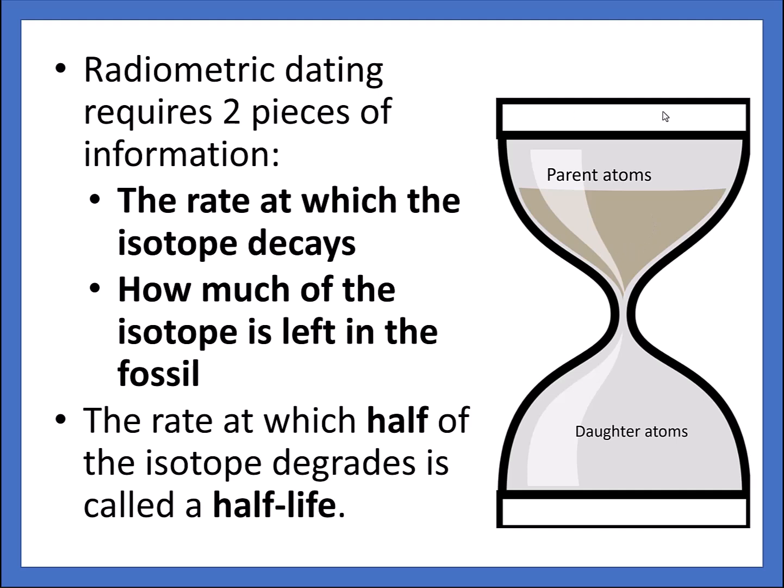So a good way to think about it is that parent atoms, which are those unstable isotopes, are decaying and creating daughter atoms or more stable versions of that isotope. And that's occurring at a consistent rate. And when both of these are equal and half of the isotope has been degraded, that's called the element's half-life.